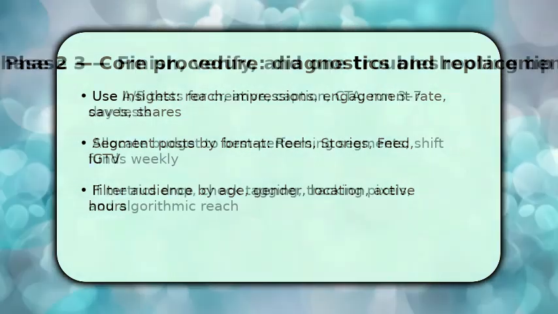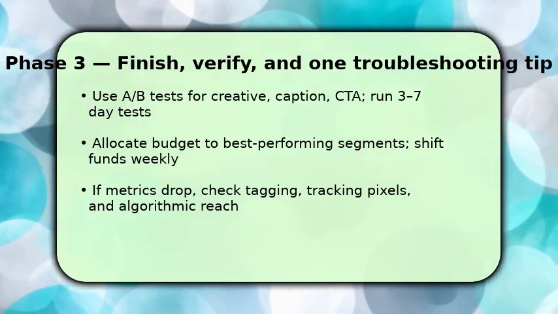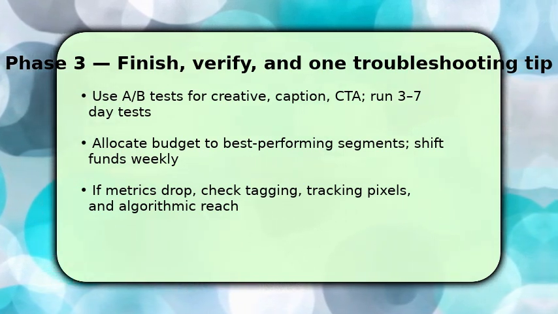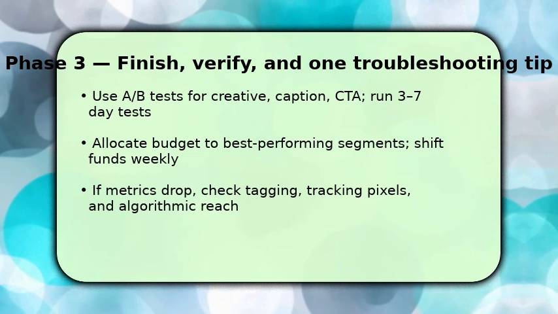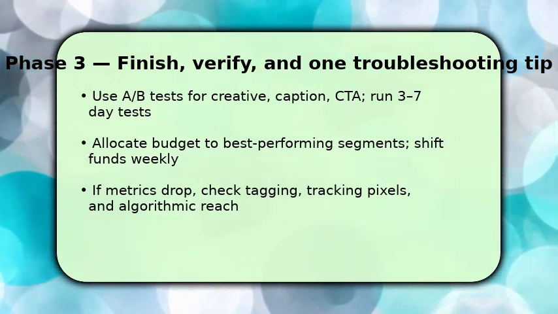Finally, optimize campaigns and close the loop. Run A/B tests for creative, caption, and CTA over 3 7-day windows, then reallocate budget to top performers. Once you see gains, scale gradually and use saved audience segments for lookalike campaigns.